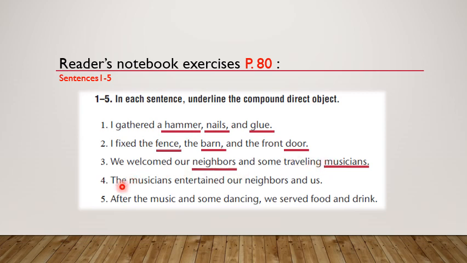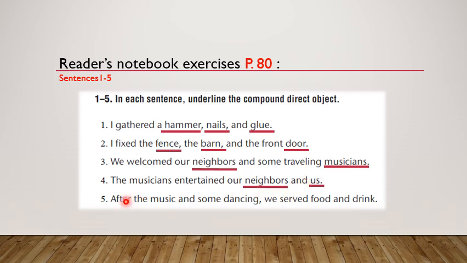Number 4. The musicians entertained our neighbors and us. Where is the verb here? That's right. Entertained is the verb. Who did the musicians entertain? Who are being entertained? The neighbors and us. Neighbors and us are the direct objects here.